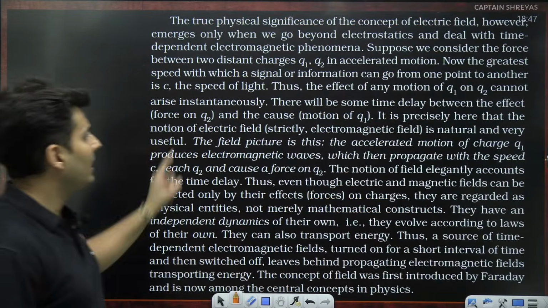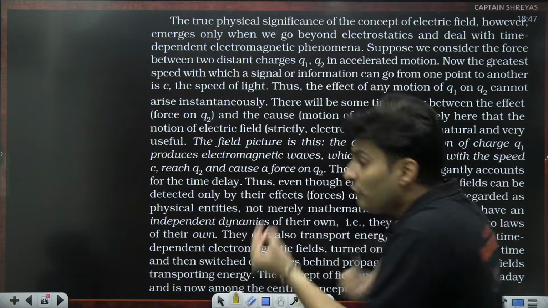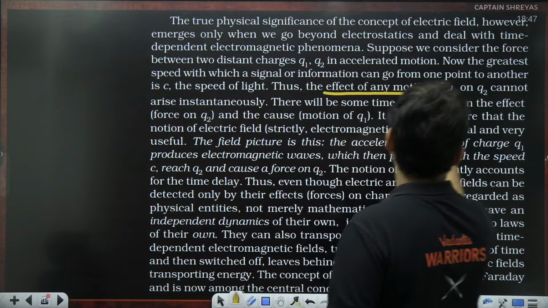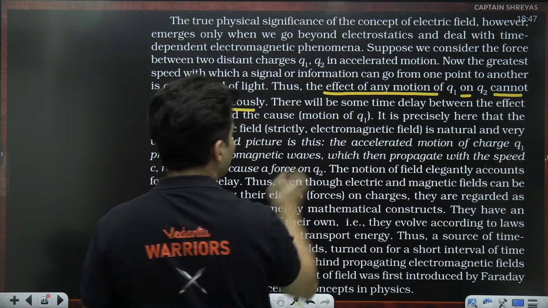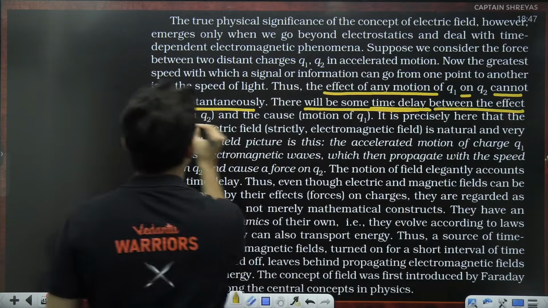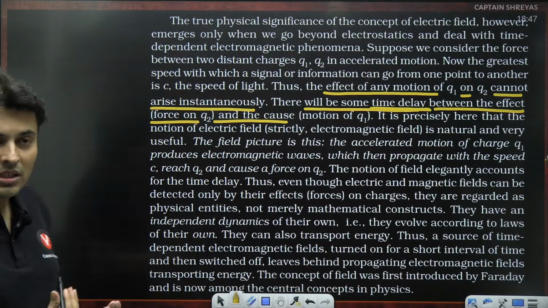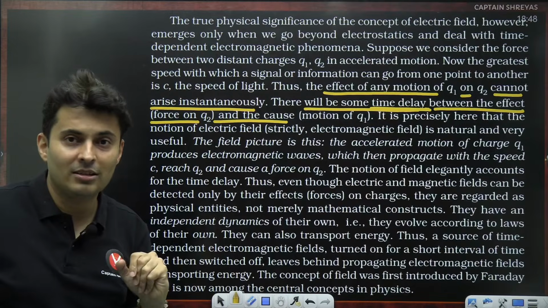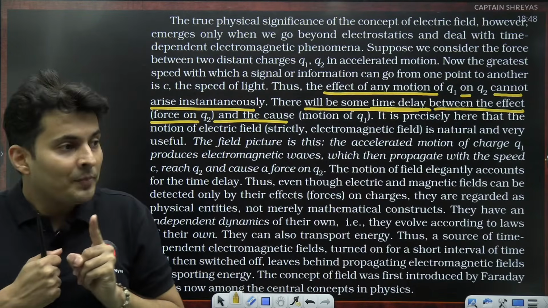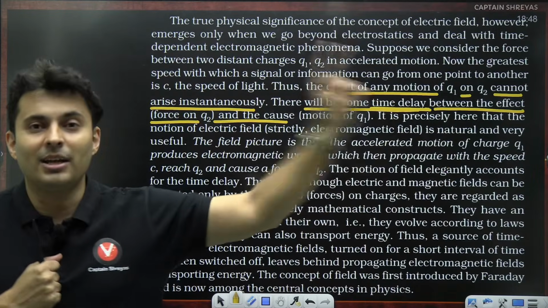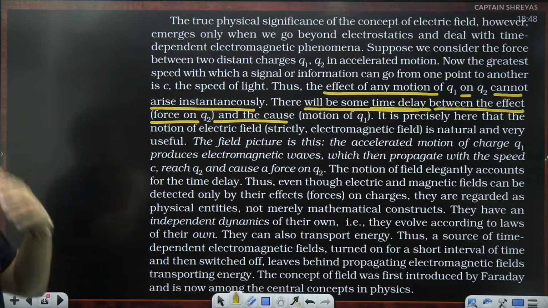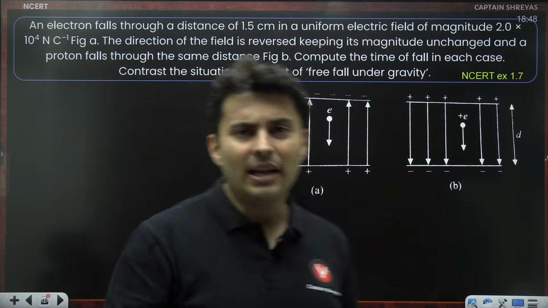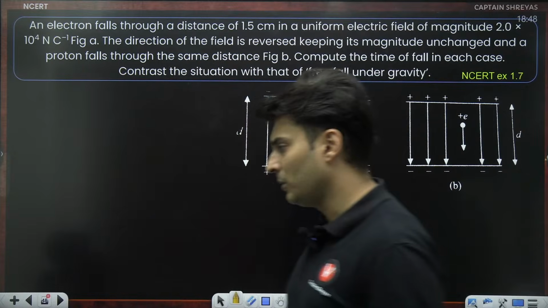The main takeaway here is that the information of any charge's motion is not instantaneous. There is always a time delay. So the effect of any motion of q1 on q2 cannot arise instantaneously. There will be some time delay, and this happens because any information that flows can't flow faster than the speed of light. Nothing can move faster than the speed of light. Even the information that I have moved, so the force will reduce, that charge will know only after some time. That is what this mentions. So this paragraph is not so important. They have given it to complicate things, so I ended up explaining it, but otherwise it is not so important for NEET at all.